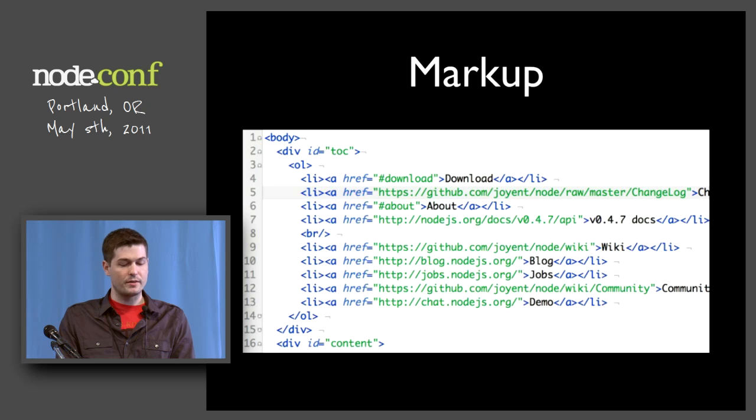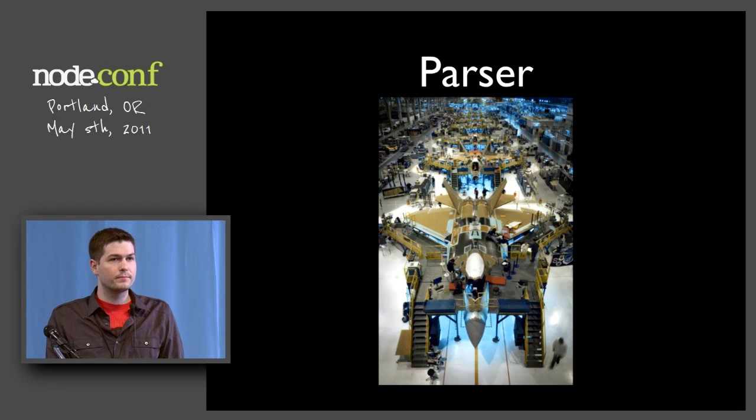And when the browser retrieves the HTML, it sends it to a parser. The parser is kind of like an assembly line. It takes raw material, or markup in this case, and it turns it into usable components, which we know as a tree of DOM nodes.